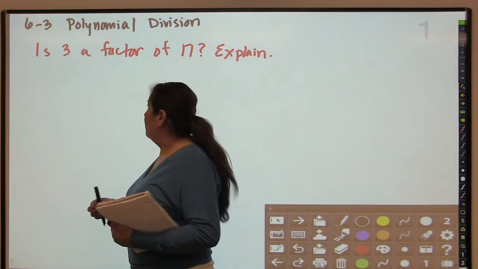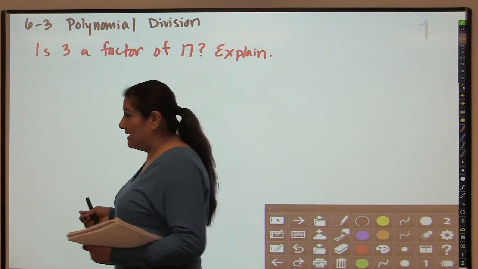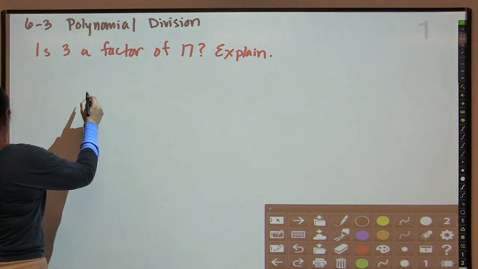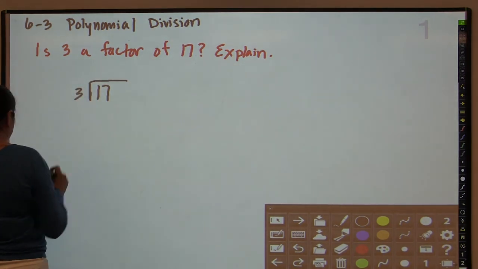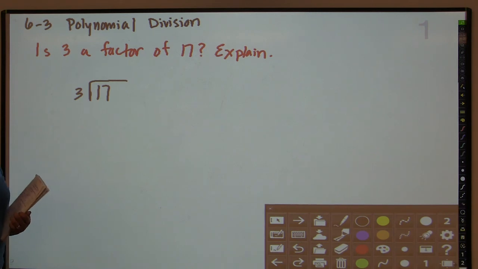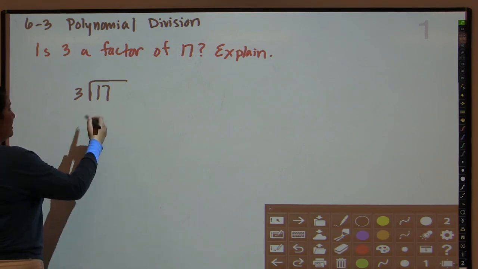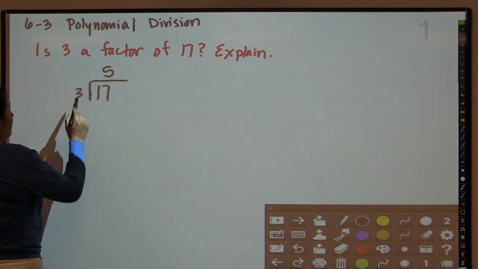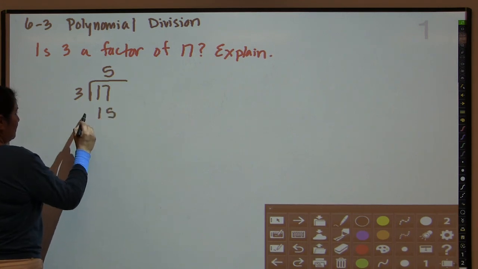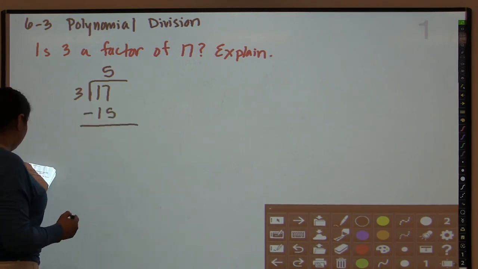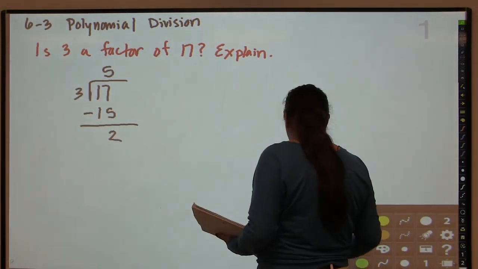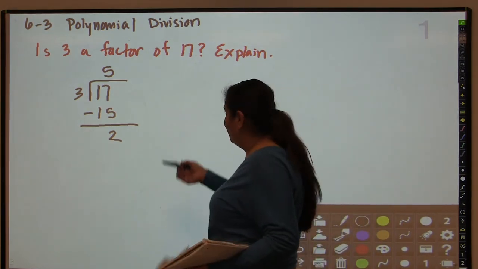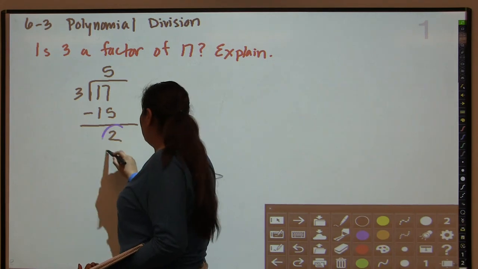We all know that 3 times nothing is 17. That's primarily why it's not a factor. So we can use division. I'm going to take 17 and divide it by 3. And this is what you guys have been known to call long division. Basically, we know that 3 will go into 17 5 times evenly. And then 3 times 5 is 15. And then we subtract. So 17 minus 15 is 2. And 2 is what we call the remainder. And because there is a remainder, that means that 3 is not a factor. The remainder is huge.